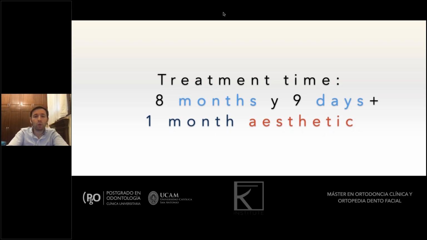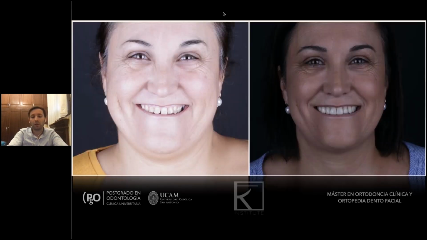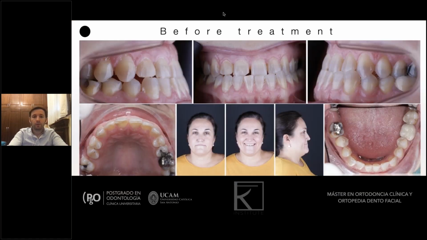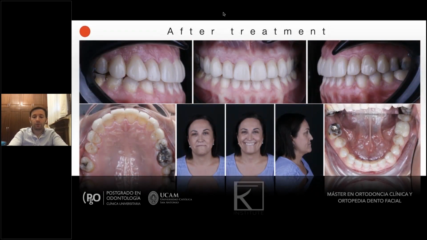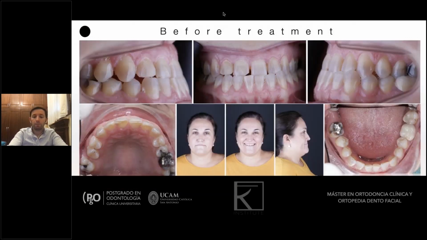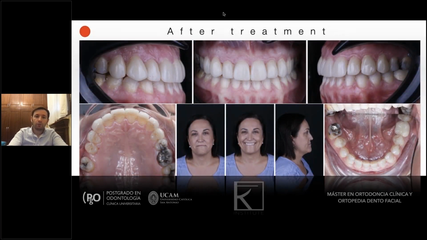This is what happened when we put technology and we put the Carriere system at the same time. Look at the change. Look at this change. Look at this profile before treatment and 8 months after treatment. Before treatment and 8 months after treatment.